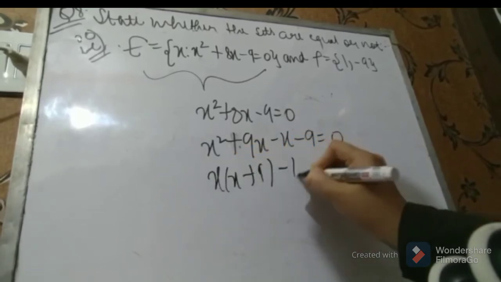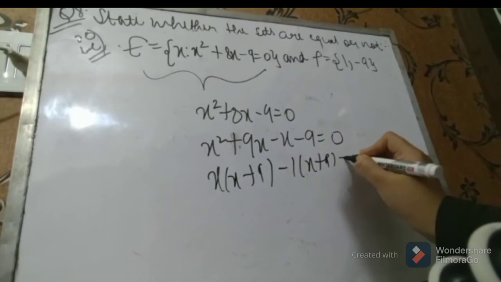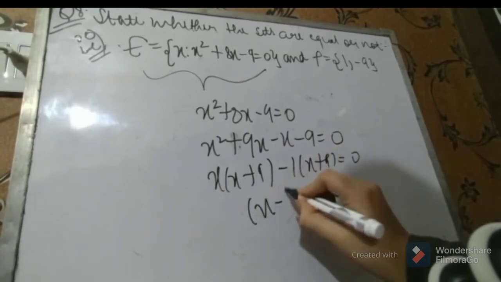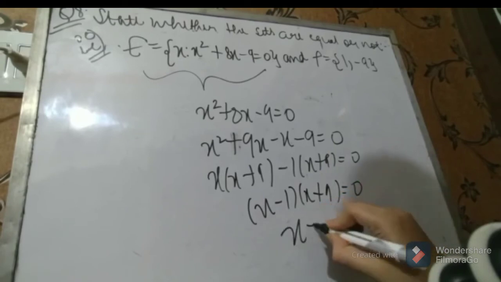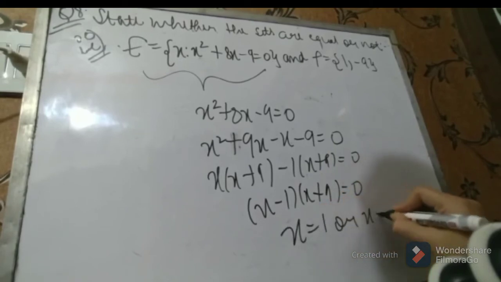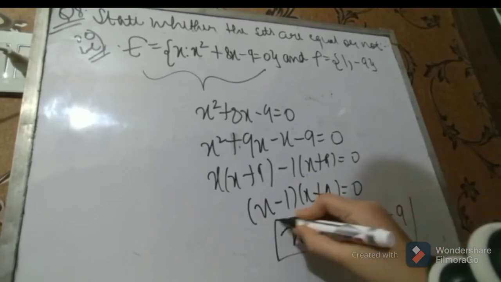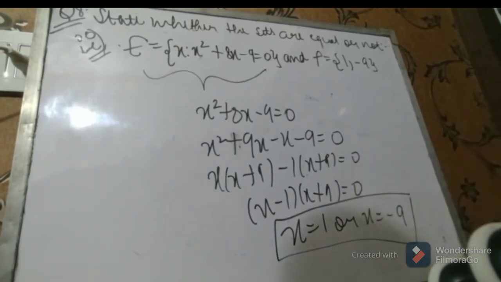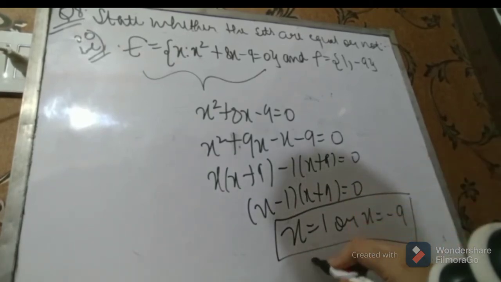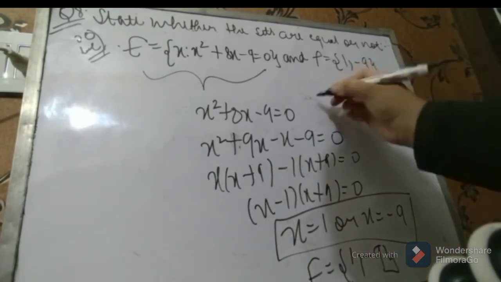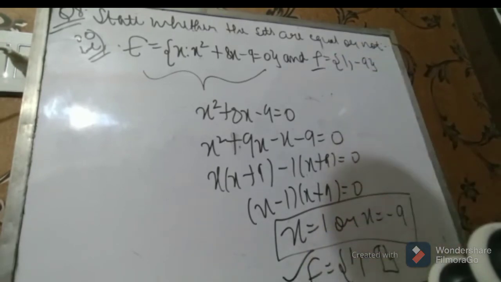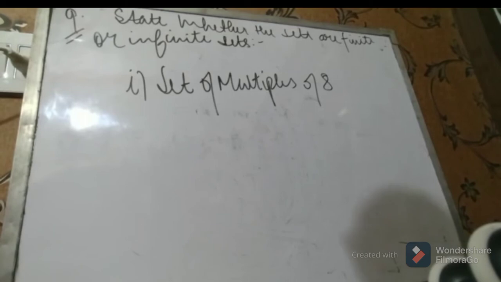So x common out, x plus 9 minus 1 into x plus 9, that is equal to 0. Now x minus 1 into x plus 9 is equal to 0. So either x is equal to 1 or x is equal to minus 9, right? So now we have found out the values for set E, that are 1 comma minus 9. So these are the values. So set E and set F are equal because both of them contain the same elements.